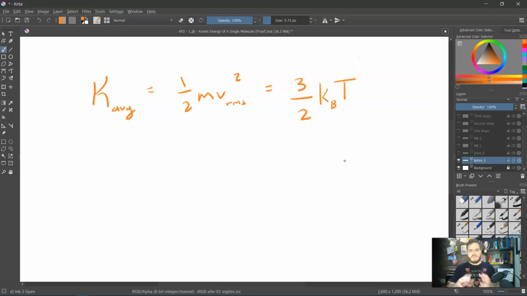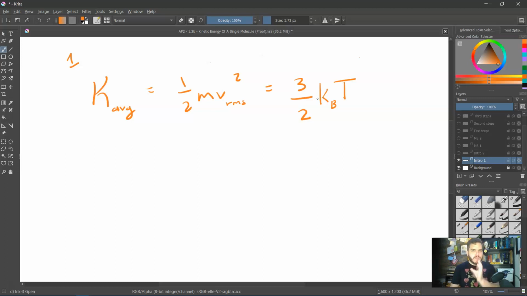So in the previous video, we established this set of equations for the average kinetic energy of a single particle in a gas. One form was 1/2 mv squared, the kinetic energy equation, where instead of just having regular v, we have the root mean square velocity, which is just a different way of saying the average velocity. It's just finding the average in a slightly different way. And this is also equal to 3/2 times Boltzmann's constant times the temperature.